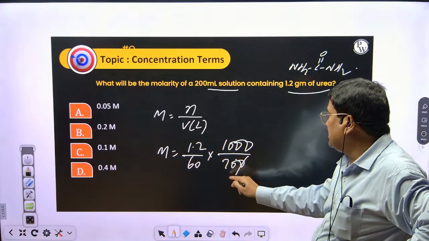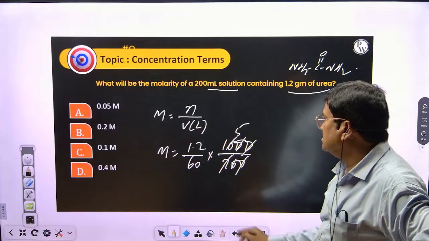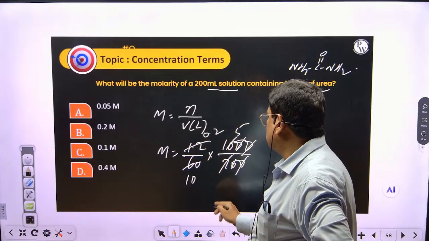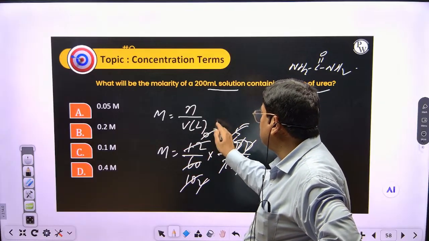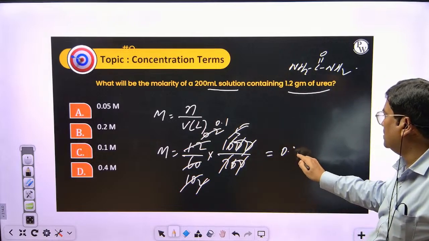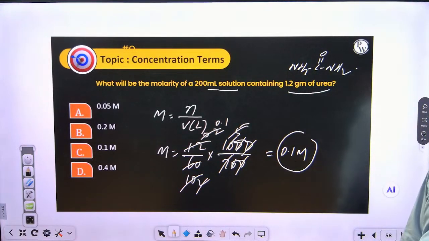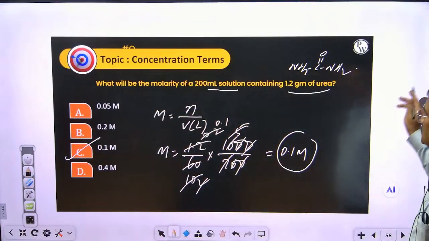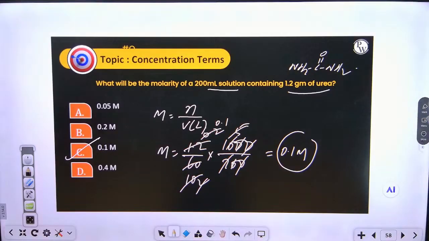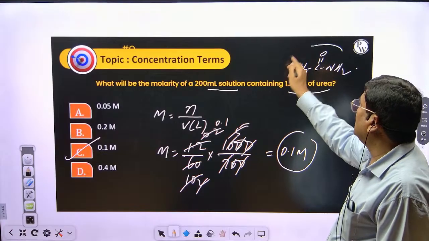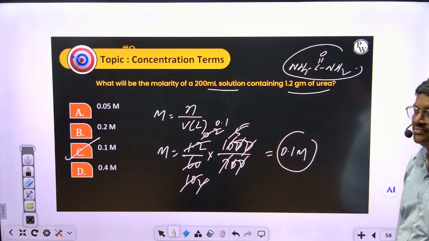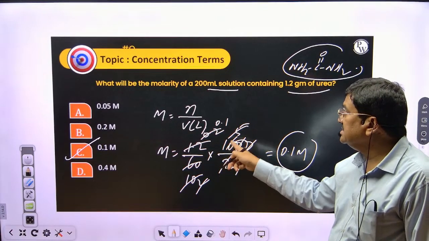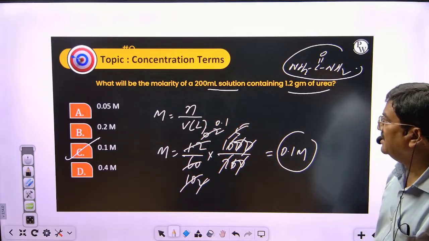So the zeros get cancelled. 2 will cancel by 5. So 6 ones are 6, 2s are. So 5 ones are, 2s are. This will cancel, giving 0.1. Check, is it coming 0.1 molar? So the answer should be 0.1 molar. Understood all of you? So the mass of solute is urea. What is the formula of urea? You have to know the formula: NH2CONH2. Its molar mass comes to 60. Mass is given 1.2. So 1.2 by 60, into 1000 by 200, as the volume is given in milliliter.